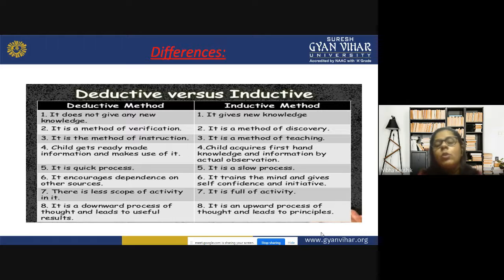It is a slow process. It trains the mind and gives self-confidence and initiative. It is an upward process of thought and leads to principles.